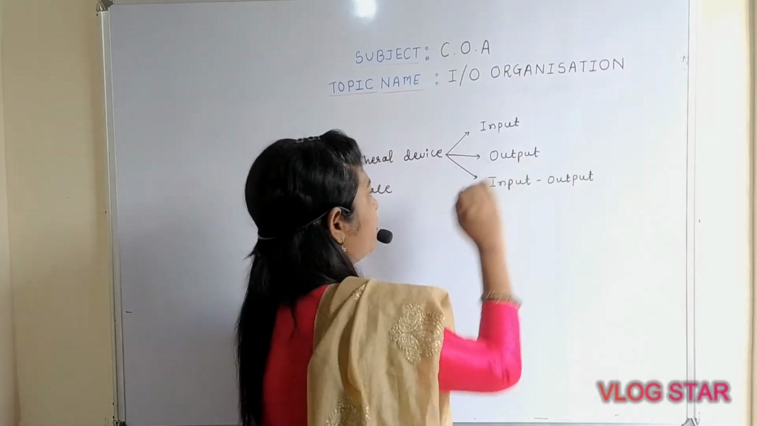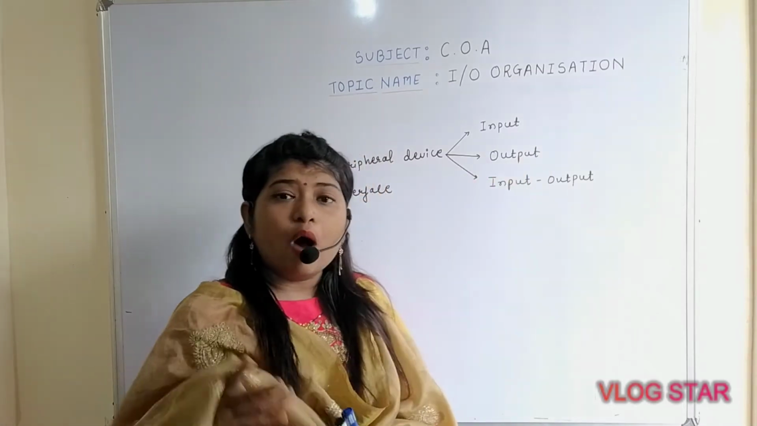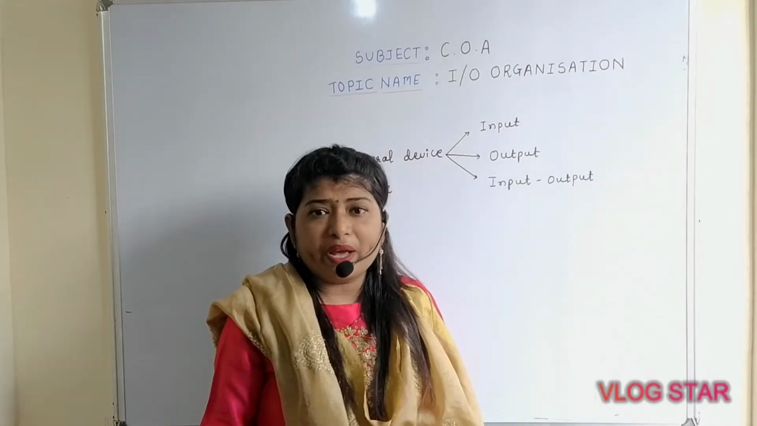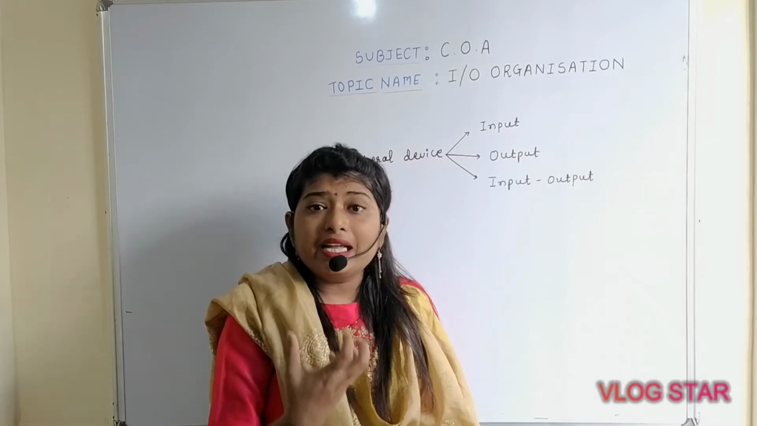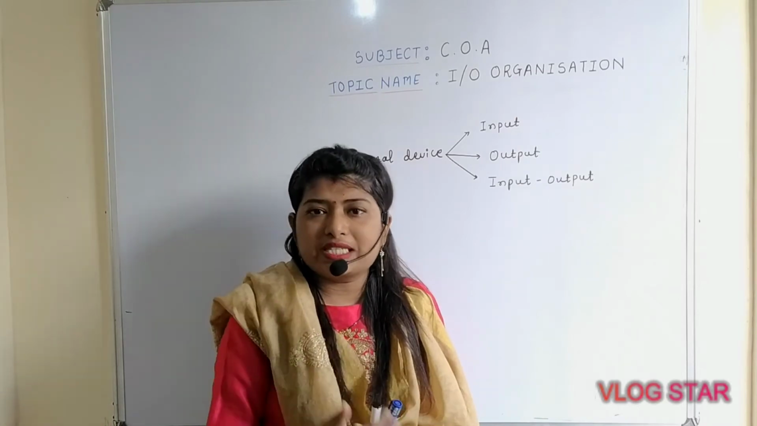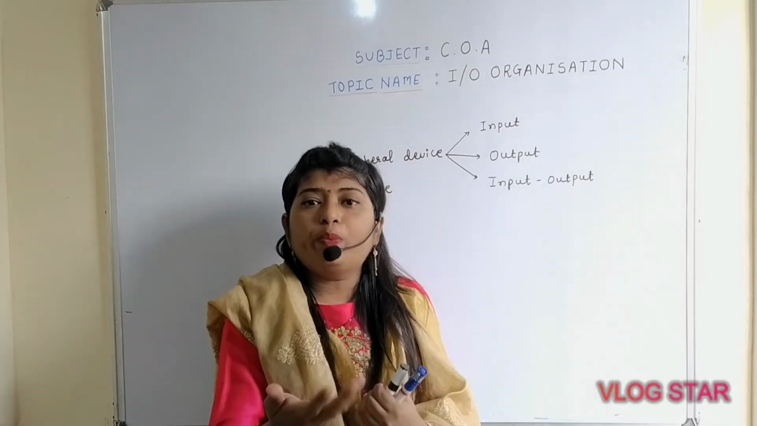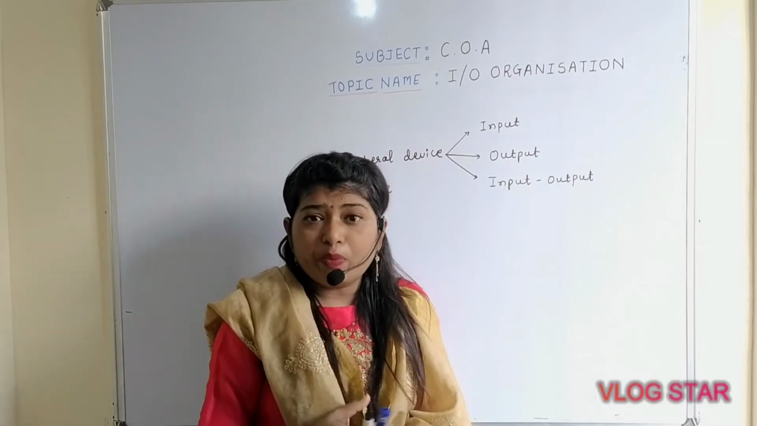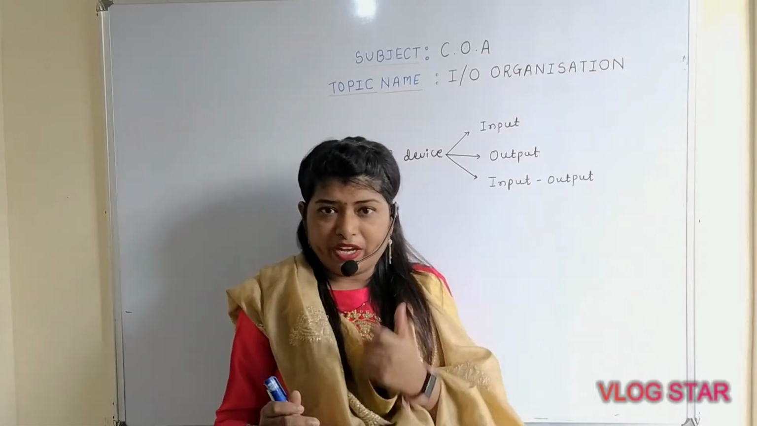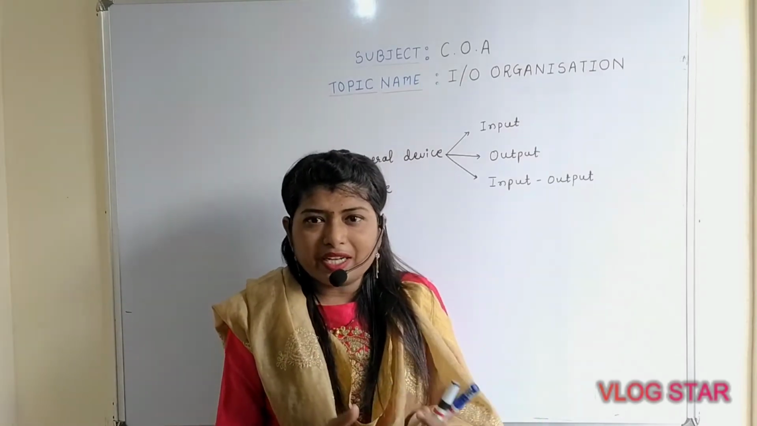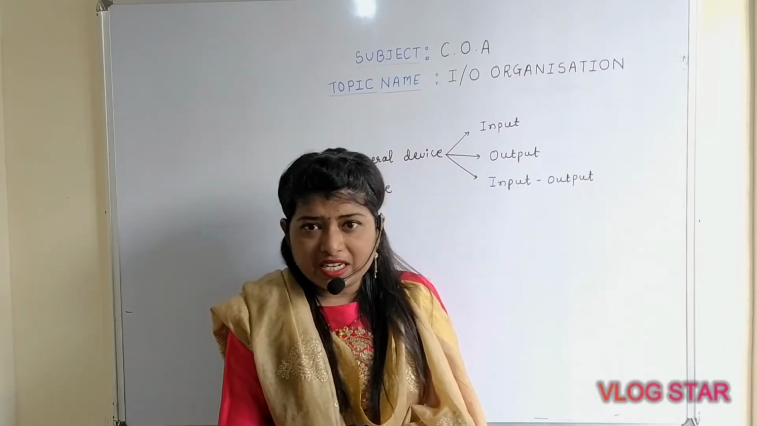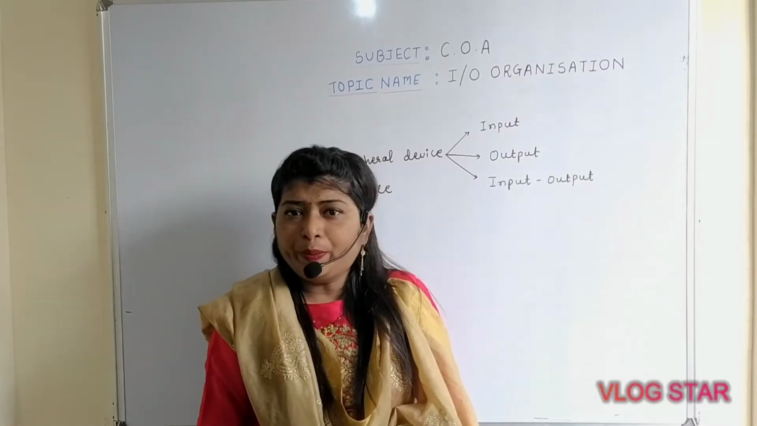Coming to the second type of the peripheral device, that is output peripheral. What is the meaning of the output? As the name suggests, output peripheral allows information output from the computer system to the outside world. We are getting output from the computer system. I hope you have understood the basic difference between input peripheral and output peripheral. Can you tell me an example related to the output peripheral? That would be monitor and printer.